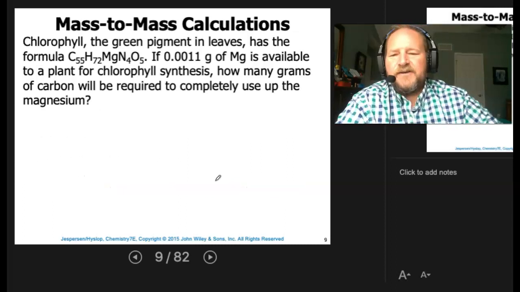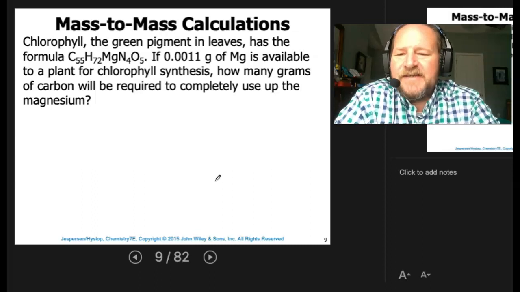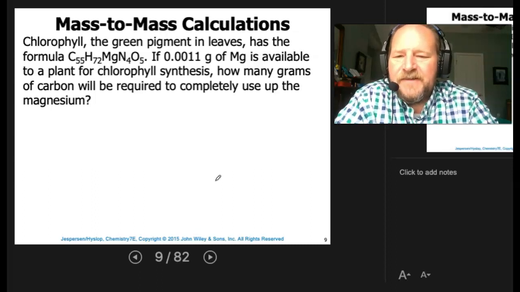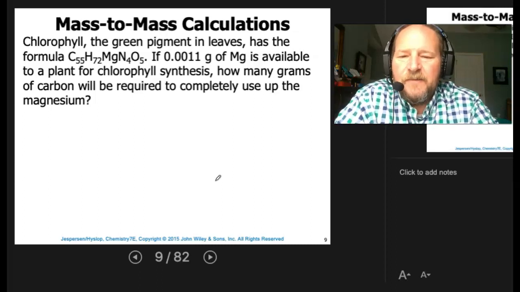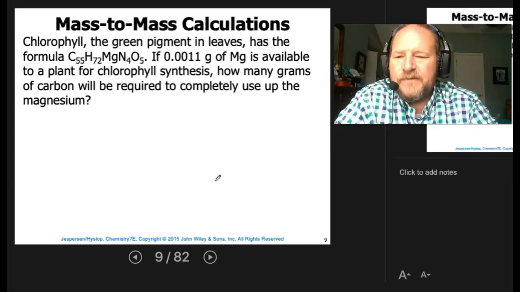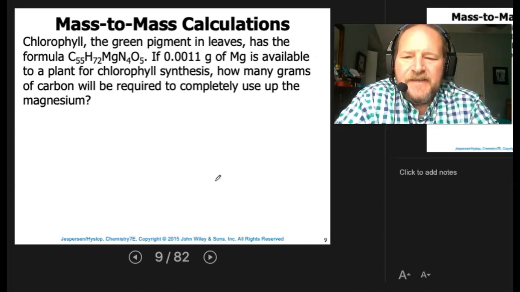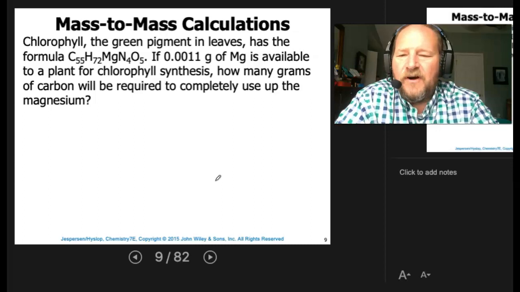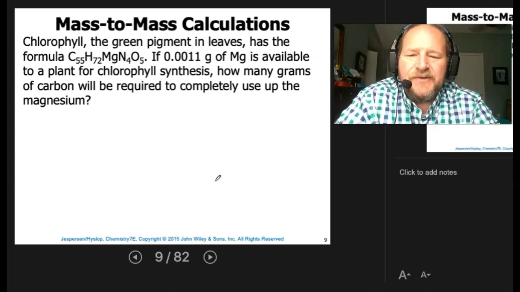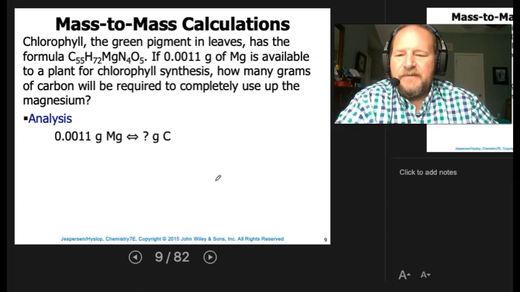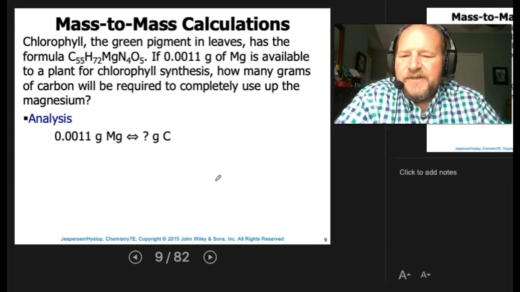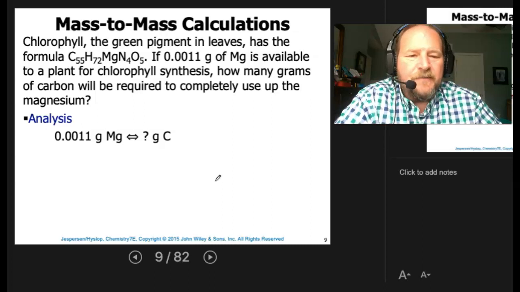All right, so chlorophyll, the green pigment in leaves, has the formula C55H72MgN4O5. If 0.0011 grams of magnesium is available to a plant for chlorophyll synthesis, how many grams of carbon will be required to completely use up the magnesium? All right, so analysis then. We have 0.0011 grams of magnesium, and we want to know how many grams of carbon.